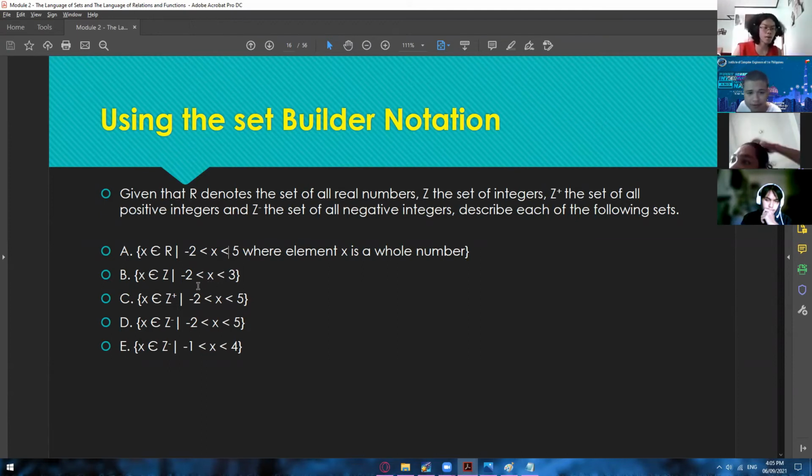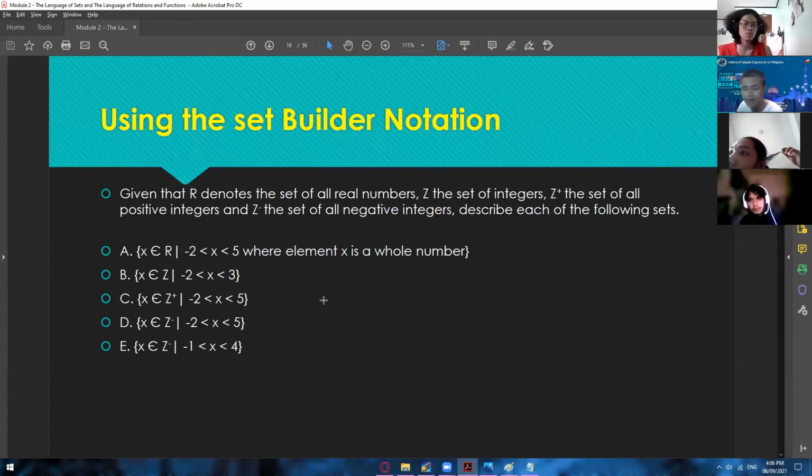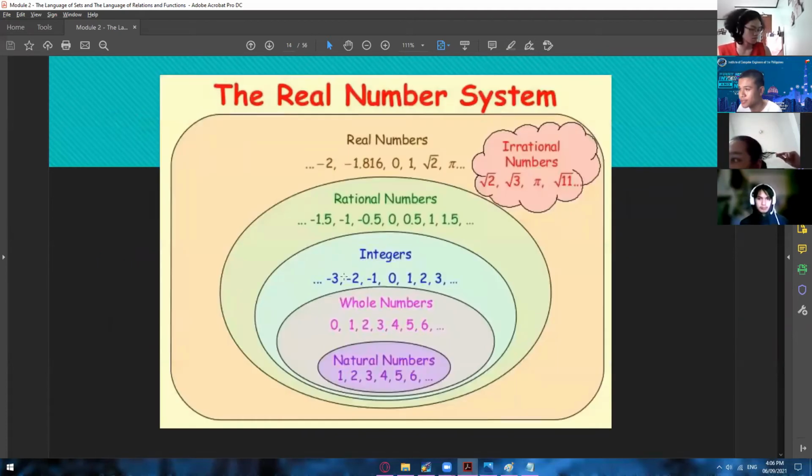Okay, so the answer of Mr. Sian is incorrect. The correct answer is the answer of Mr. Jeyo, Mr. Chris and Tristan Lanuza: -1, 0, 1 and 2. Remember that in integers, we have the negative numbers, including the 0, and then the positive numbers.